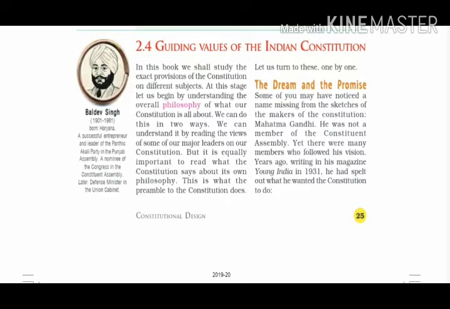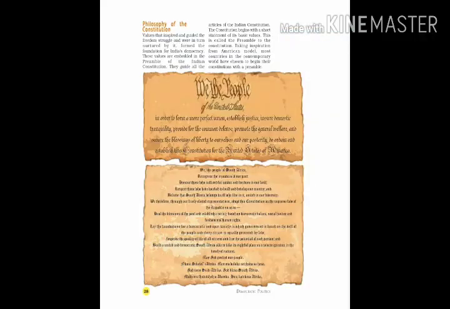The dream and the promise. There were many members who followed the vision of Mahatma Gandhi. This dream of an India that has eliminated inequality was shared by Dr. Ambedkar, who played a key role in the making of the constitution. But his vision of removing inequalities from India was different from Gandhiji's.